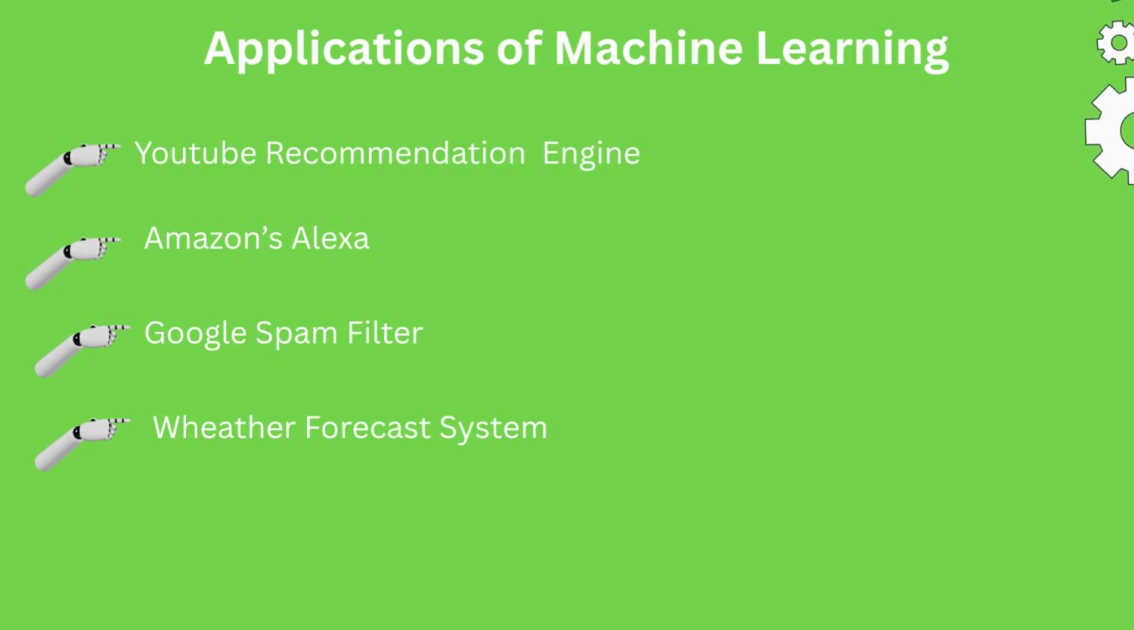Now there are many areas where machine learning is used. Let's talk about them one by one. First is YouTube recommendation engine. Every time we open YouTube, we get videos which we are interested in. Now second is Amazon Alexa. Everybody knows about Amazon Alexa. Third is Google spam filter. Google uses machine learning to mark whether a message is spam or not. And the fourth one is weather forecast system to predict the future weather, like whether it will rain tomorrow or not.